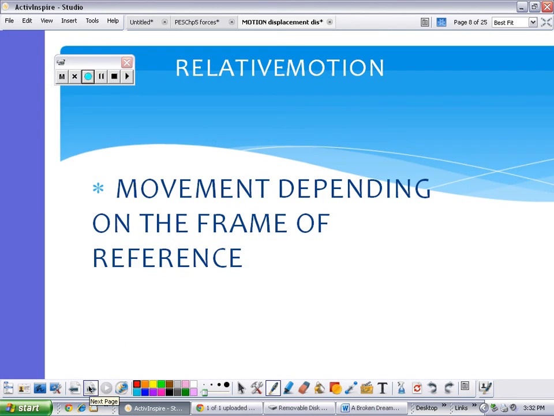So when we talk about relative motion, this is the movement depending on the frame of reference. So how is an object moving? You're going to look at the object that is not moving, the frame of reference. So that is relative motion.